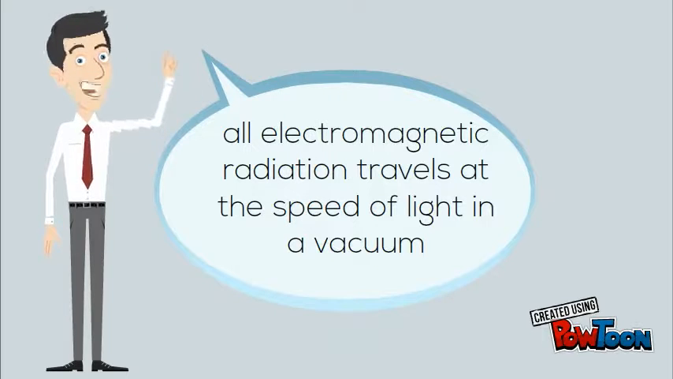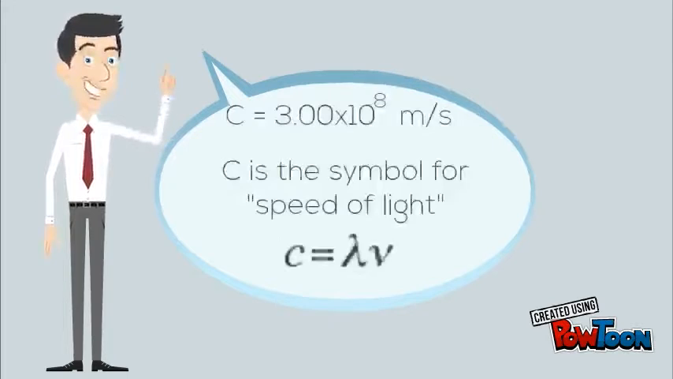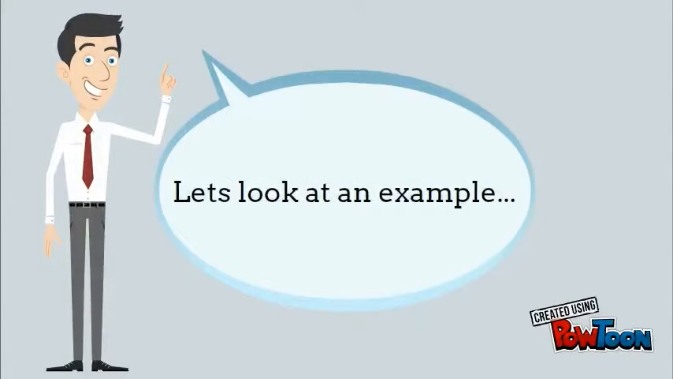All electromagnetic radiation travels at the speed of light in a vacuum. Speed of light equals 3.0 times 10 to the 8th meters per second. C is the symbol for speed of light, and C equals wavelength times frequency. So let's look at an example.